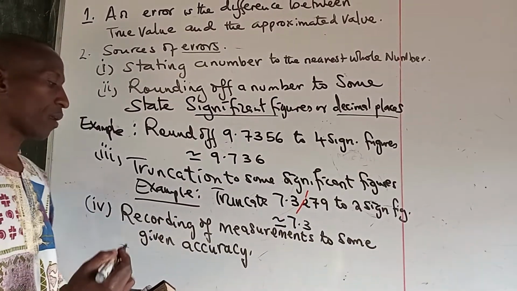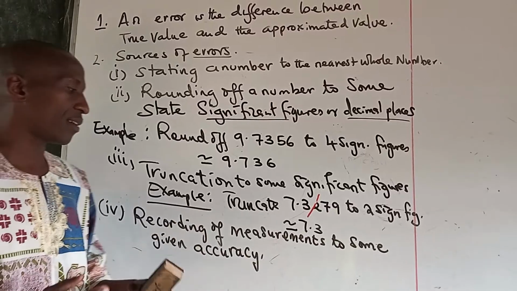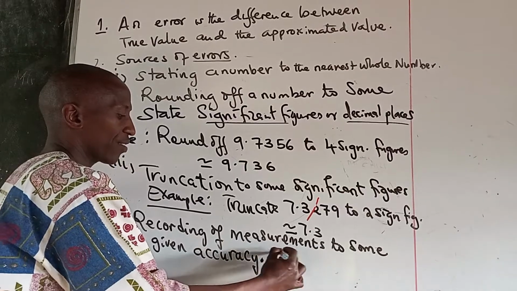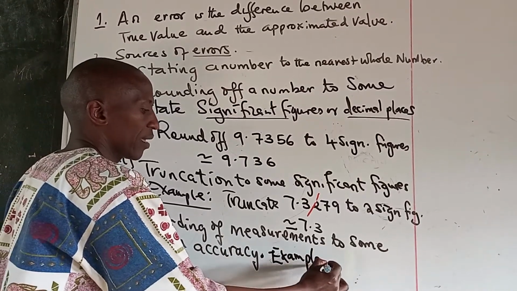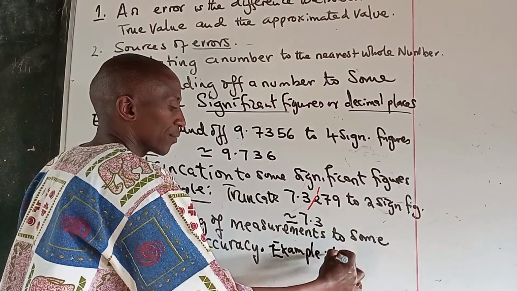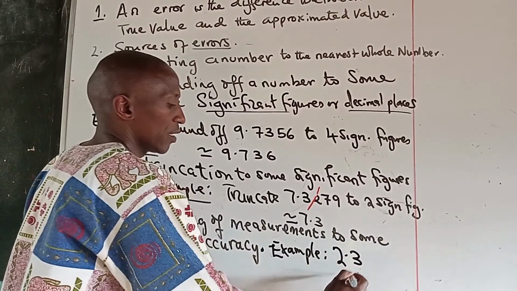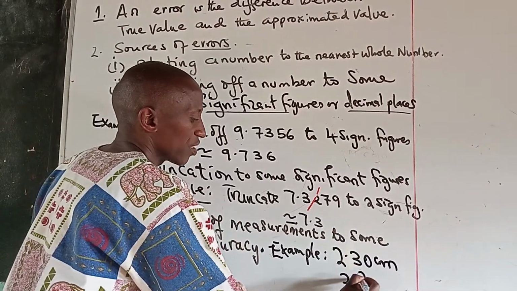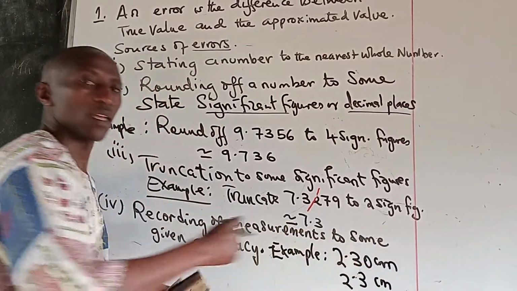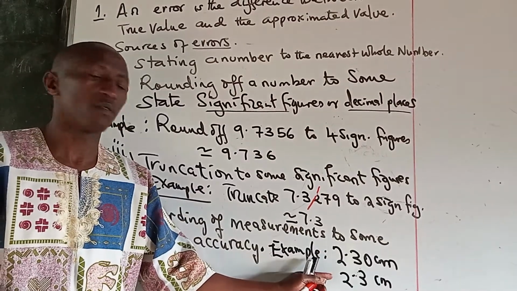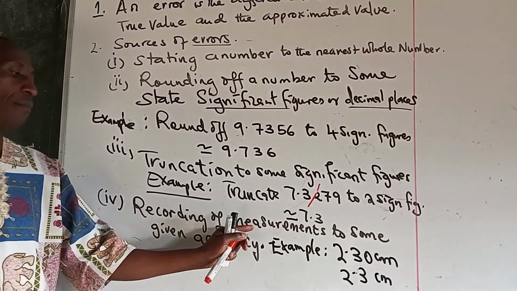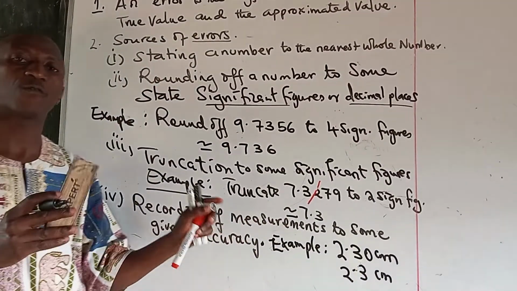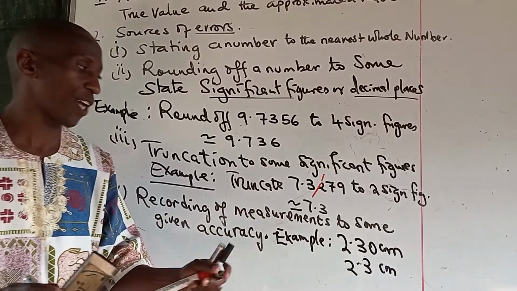For example, in science and in various other areas, we may have a measurement which is length. Example, a length is recorded as 2.30 centimeters and another 2.3 centimeters. You realize that these two recordings of some measurement, the moment you see centimeters, it means that is a measurement of some given dimension somewhere.